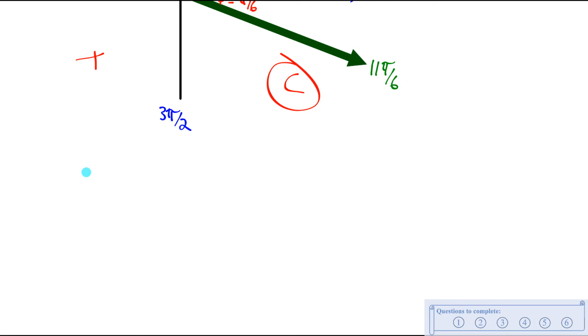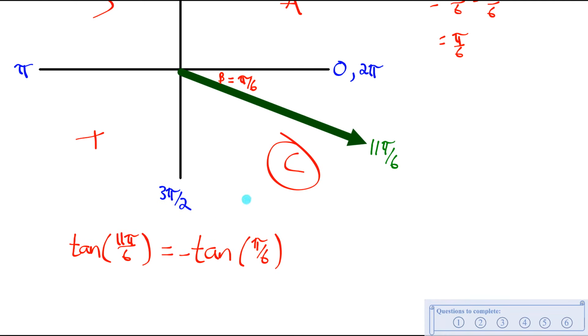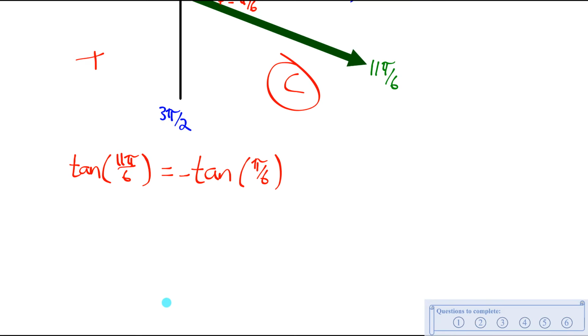So here's my actual work. When I'm evaluating tan of 11 pi over 6, I'm allowed to get that ratio by doing tan of its reference angle, so tan of 1 pi over 6, as long as I remember to make this ratio negative, because I know in quadrant number 4, only cosine is positive, which means the tan ratio has to be negative. So tan of 11 pi over 6 is equal to negative tan pi over 6.